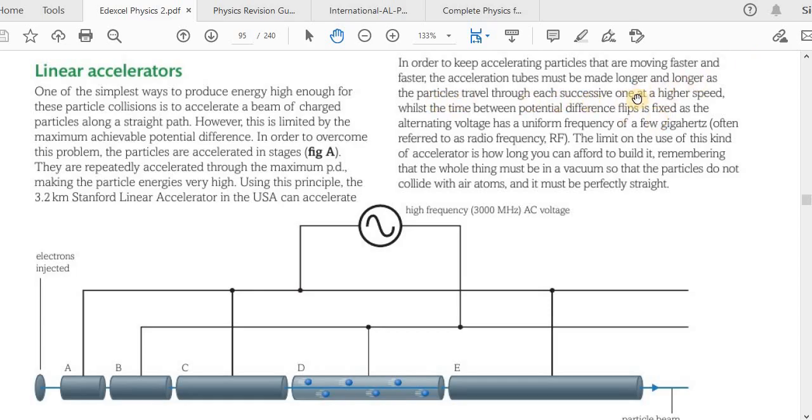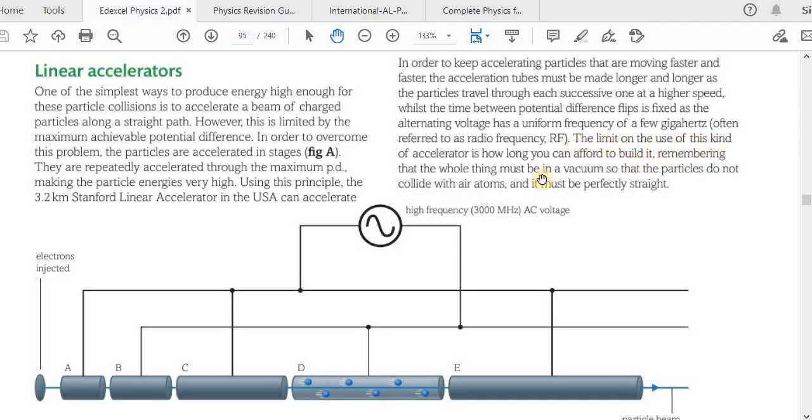The particles travel through each successive one at a higher speed, whilst the time between the potential difference flips is fixed. Now see, potential difference flips is fixed, so it changes polarity at a constant rate, maybe every half a second, something like that, for example. Flips is fixed as the alternating voltage has a uniform frequency of a few gigahertz, often referred to as radio frequency RF.